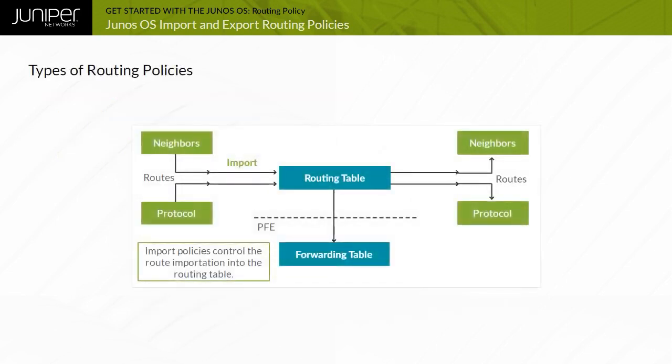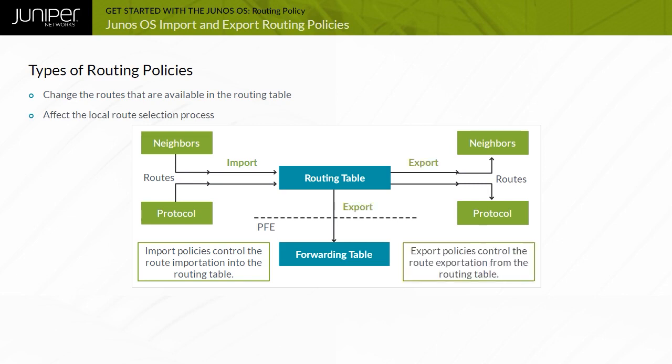Policies that control how the software imports routes into the routing table are named import policies. The software applies import policies before placing routes in the routing table. Thus, an import policy can change the routes that are available in the routing table and can affect the local route selection process. Policies that control how the software sends routes from the routing table are named export policies.